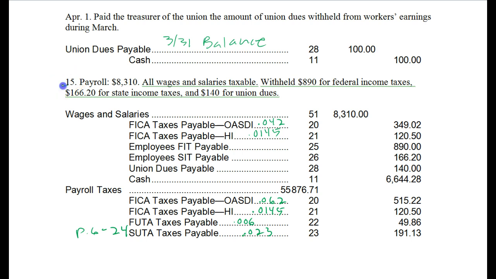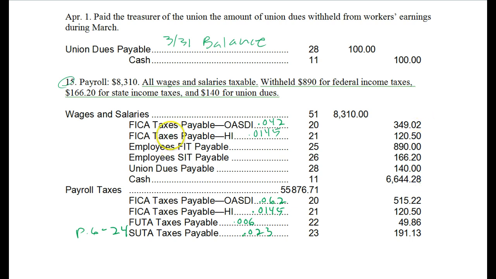On the 15th, total payroll is $8,310. All wages and salaries are taxable, and then it gave you the federal income tax, state income tax, and $140 for union dues. So debit wages and salaries for the total. You have to calculate the withholding, but it says they're all taxable. So the employees' withholding is 0.042 times the 8310, and the FICA is 0.0145 times the 8310. And then the rest were given, and then you just net that out and get the cash.